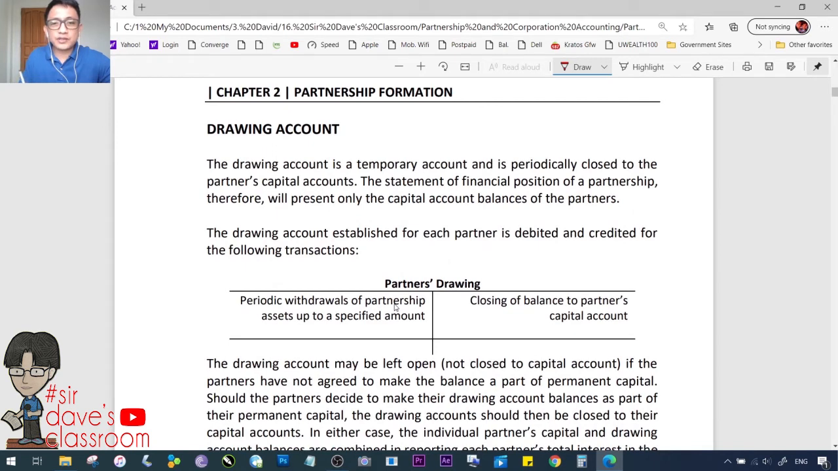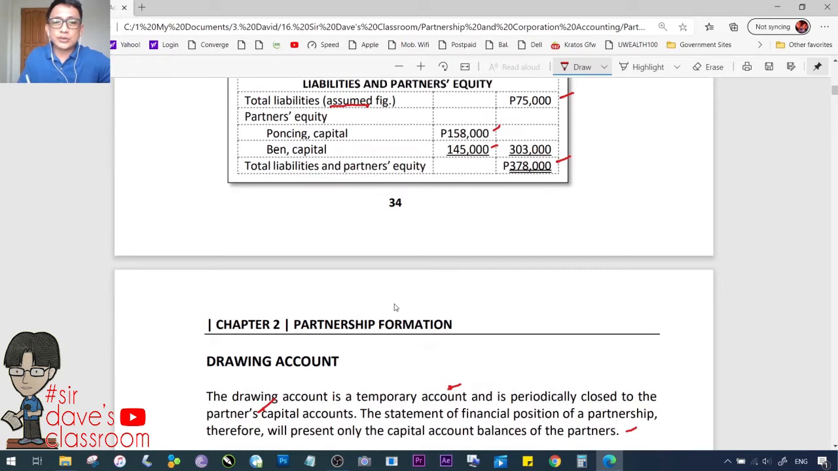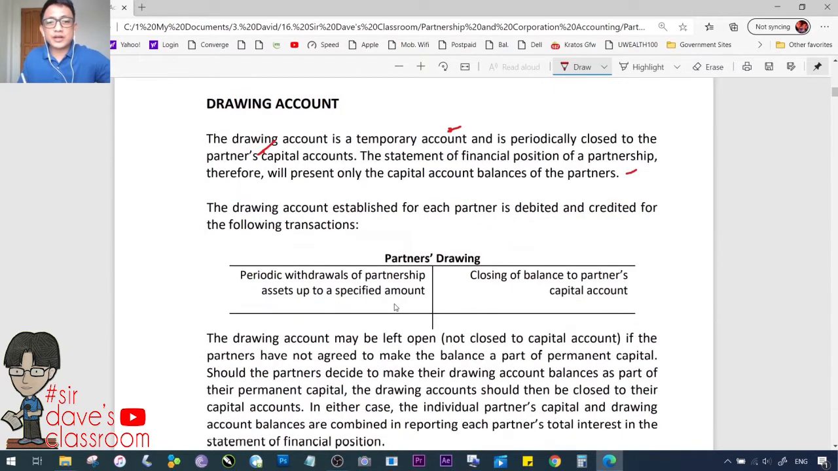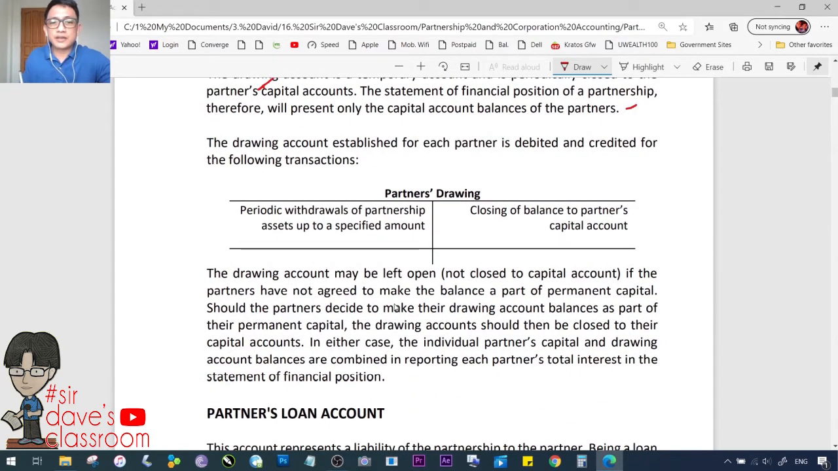Drawing account. The drawing account is a temporary account and is periodically closed to the partner's capital account. So acting in that capacity, it may be called a suspension account, okay, by that definition. The statement of financial position of a partnership therefore will present only the capital account balances of the partners. Tulad ng sabi natin dito, naka-net na yung capital against the drawing account. The drawing account established for each partner is debited and credited for the following transactions. Okay? Debited when periodic withdrawals to the partnership assets up to specified amounts are made. Closing of the balance to the capital account. We'd have to debit the capital and credit the drawing account to close it to the capital account.